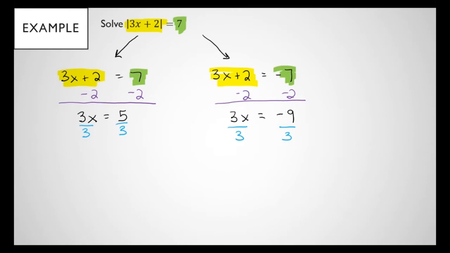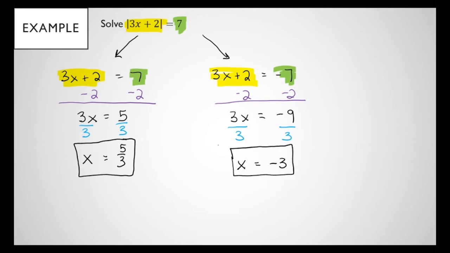So 3 divided by 3 is 1, so I'm just left with the 1x. And then I get 5/3, so I have a fraction here. So that's going to be 5/3. Now on the right equation, I have 3 divided by 3, so that's 1, so I have 1x equals negative 9 divided by 3, which is a negative 3. So I get a whole number here. So I have two answers: 5/3 and negative 3. And these both work in the equation.